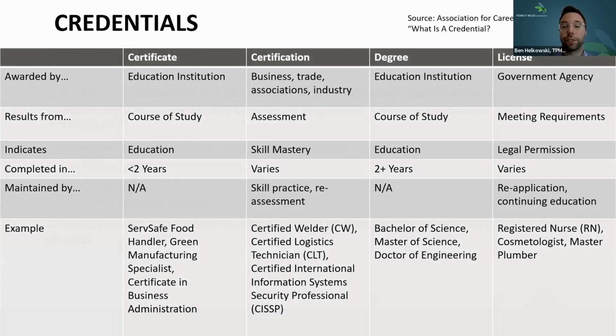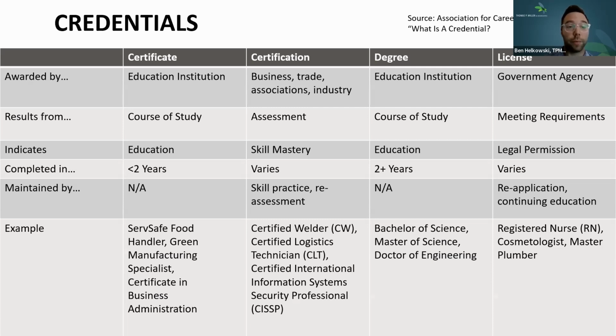So the landscape of credentials, certifications, degrees, and licenses can be confusing. But fortunately, the Association for Career and Technical Education created a graphic that maps out their differences. So we're going to go through this. As you can see, certificates are awarded by education institutions, and they result from a course of study that indicates education, and they can be completed over the course of 2 years. They require little to no maintenance, and a few examples of certificates include Safe Serve Food Handler, Green Manufacturing Specialist, or Certificate in Business Administration.